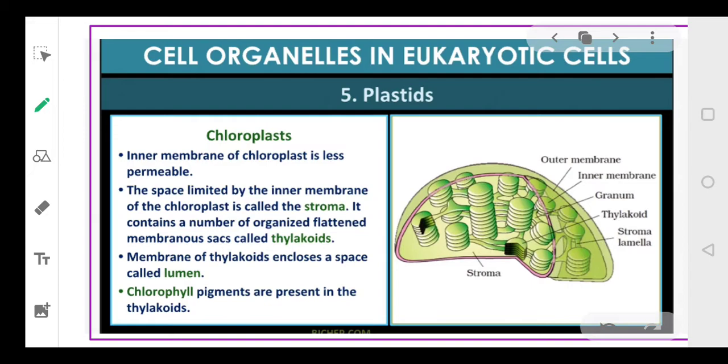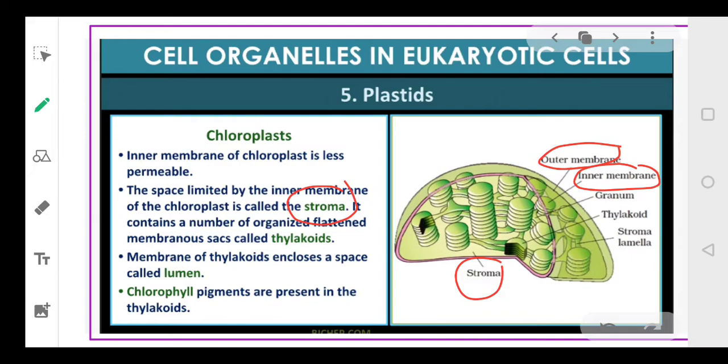Now this chloroplast also consists of a double membrane structure. Like in the case of mitochondria, the chloroplast also has a double membrane structure. One is the outer membrane, another is the inner membrane. The outer and inner membranes are both smooth membranes. And the space which is present inside the inner membrane is called the stroma. So if you remove or cut the outer and inner membrane, the space you see inside the inner membrane is called the stroma.